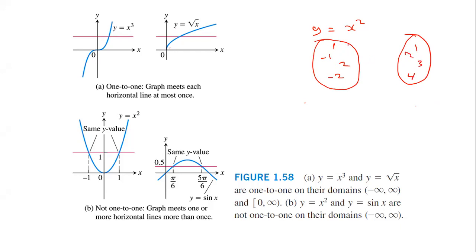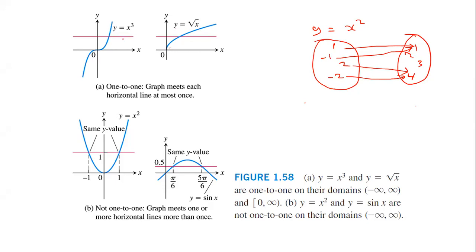Okay, now the mapping. 1 maps to what? To 1. -1 maps to what? To 1, right? 2 maps to what? To 4. -2 maps to what? To 4 also, right? Yes. Is it 1-to-1? No, it's not 1-to-1.